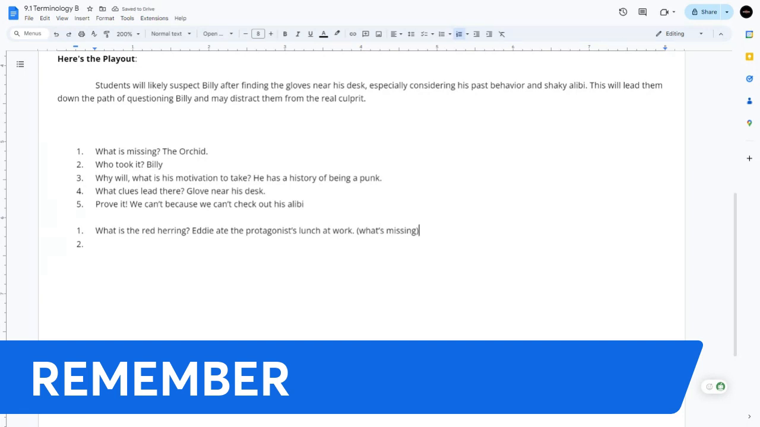You could also say Derek was unalived. And now Derek is no longer alive. Therefore, he is missing, right? So what's missing? Derek, he is unalive. So who took it? Well, Eddie is suspected. If Derek was unalived, who took it would be who did the deed. And we could say Eddie did the deed, right?